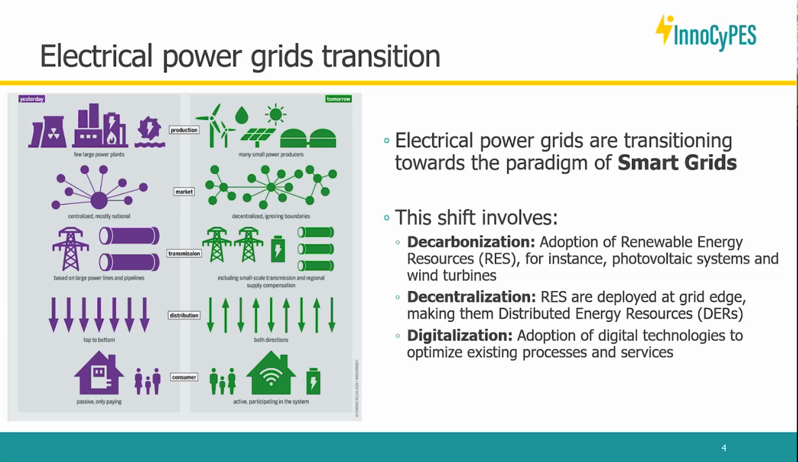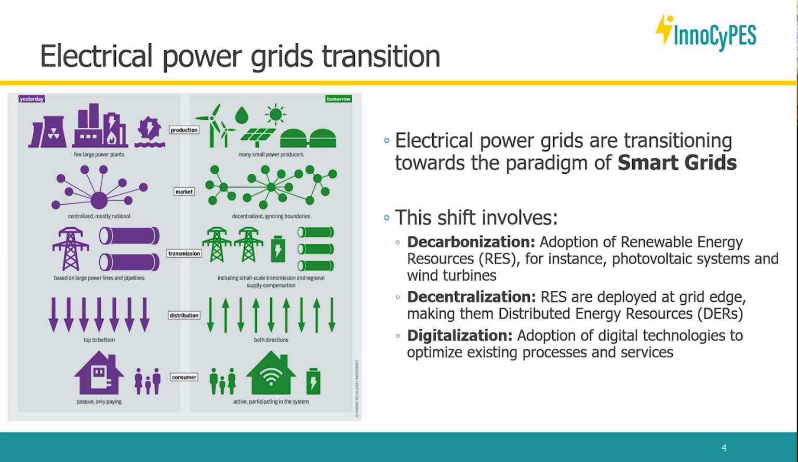So even though it's just the end of the week, we heard many times during the week what digitalization means for the electrical power grid. Let's just briefly remark on it. Electrical power grids are transitioning to the paradigm of smart grids, and this shift involves 3 factors. The first one is decarbonization, which means adoption of renewable energy, like for instance, solar systems.